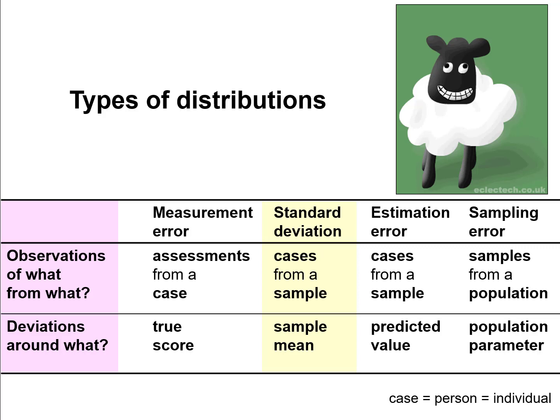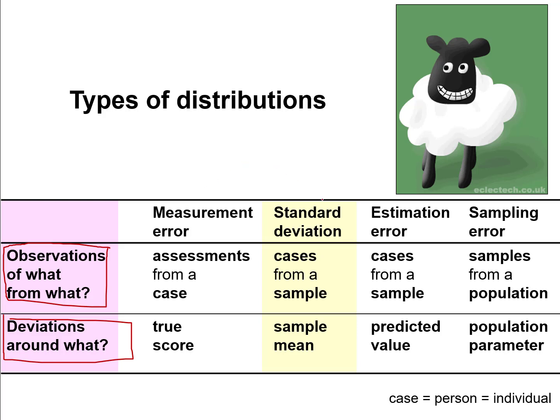Welcome to Part D of Unit 2 for our course on statistics. And we've been going through this googly-eyed sheep table regarding different types of distributions, where many of these distributions pertain to different types of error. And for each type of distribution, we've been looking at how we can describe that distribution by answering two questions. The first question is observations of what from what, and the second question is deviations around what.